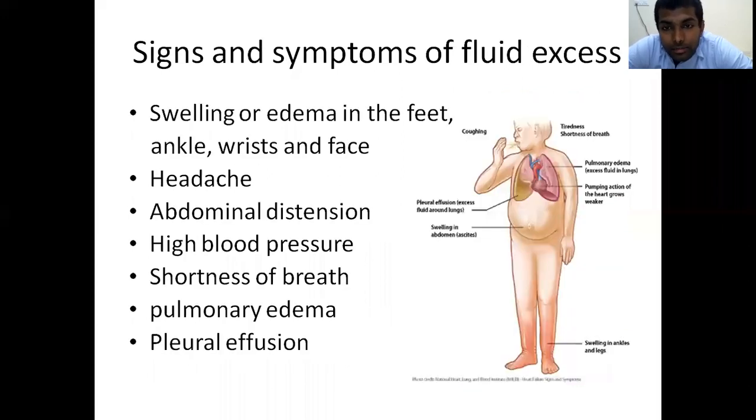Now, what are the signs and symptoms of a fluid excess? There will be swelling or edema in the feet, ankle, wrist, and face. Patient might have headache, abdominal distension, a high blood pressure, or a shortness of breath, pulmonary edema, and pleural effusion. Now, all these occur when there is a fluid excess.